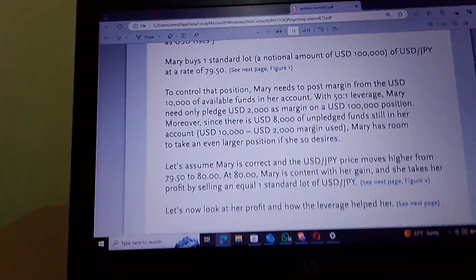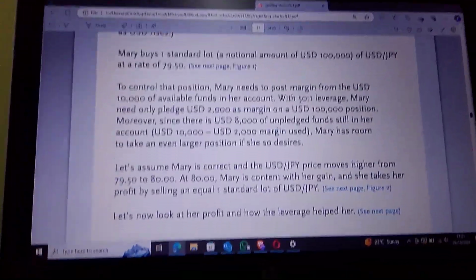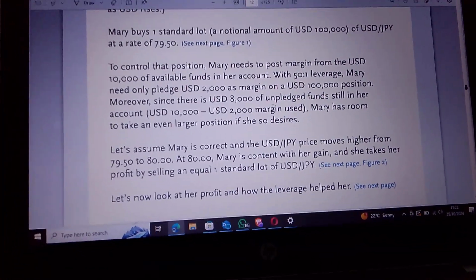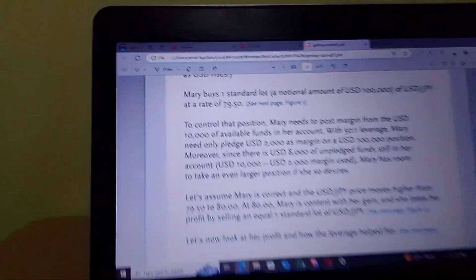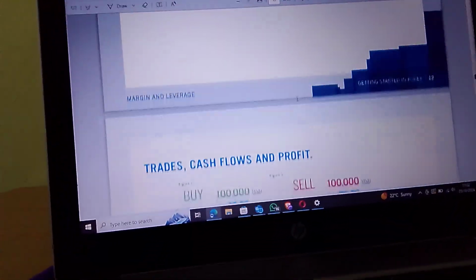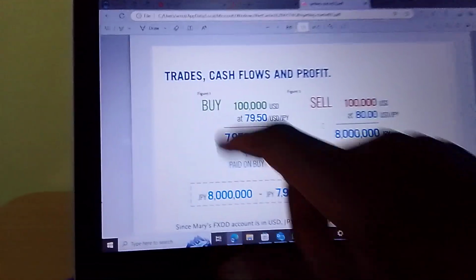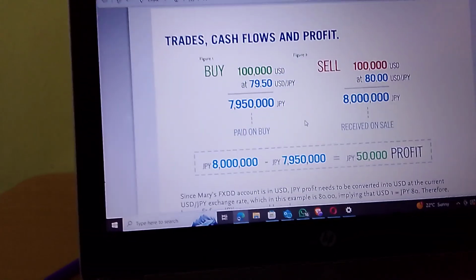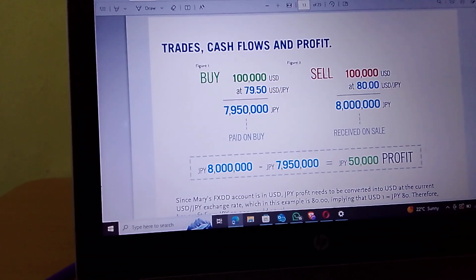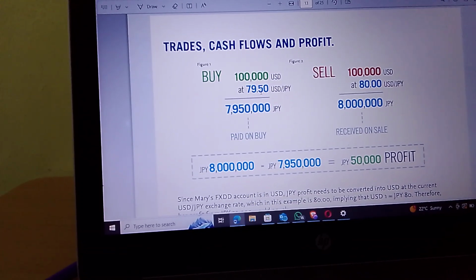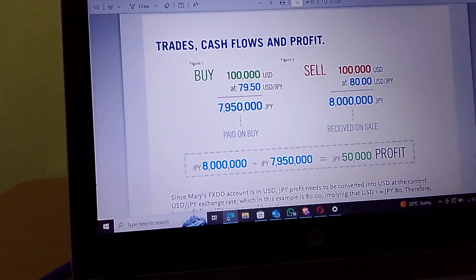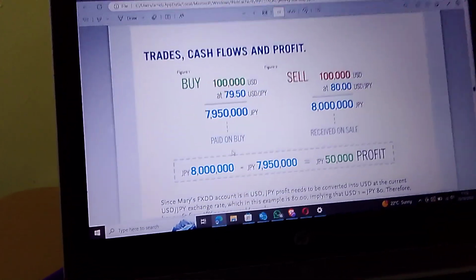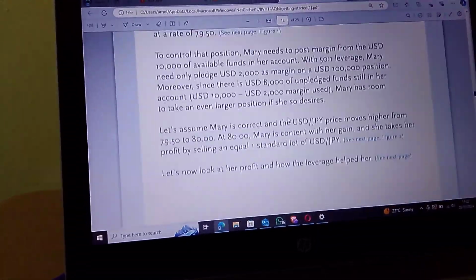So we were saying that Mary buys one standard lot, a notional amount of 100,000 USD of USD JPY at a rate of 79.5, and we've been referred to a figure. This one's figure one. So she buys it at this part. So we see she buys 100,000 USD at 79.50 USD JPY. That converts to 7.95 million JPY, paid on buy. So let's go back and see if we understand that.